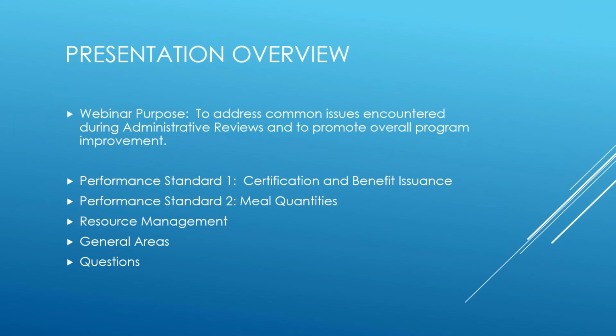The purpose of this webinar is to address common issues encountered during administrative reviews and to promote overall program improvement. The presentation is going to flow as the administrative review would. We're going to cover Performance Standard 1, then Performance Standard 2, resource management, general areas, and then questions at the end. If you have any questions, you can type them in whenever they come up, but they won't be answered until the end.